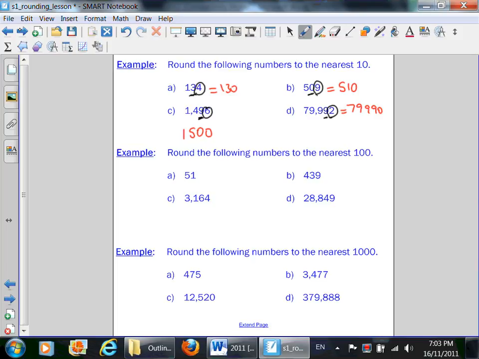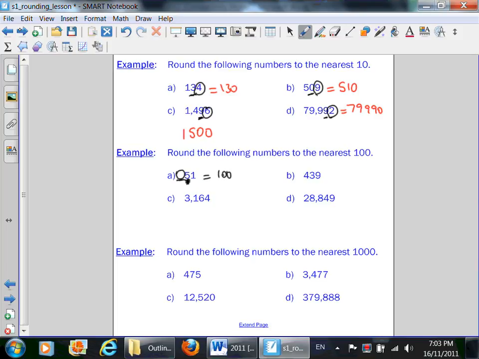The next batch of examples asks us to round to the nearest 100. So we have to find each number's 100 spot to start with. With the number 51, the 100 spot is right here. There's no number there, so we can actually put a 0 here. We look at the number to the right of it, which is a 5. The 5 tells us how to round. 5 and up, we round up. So we round up to 100.